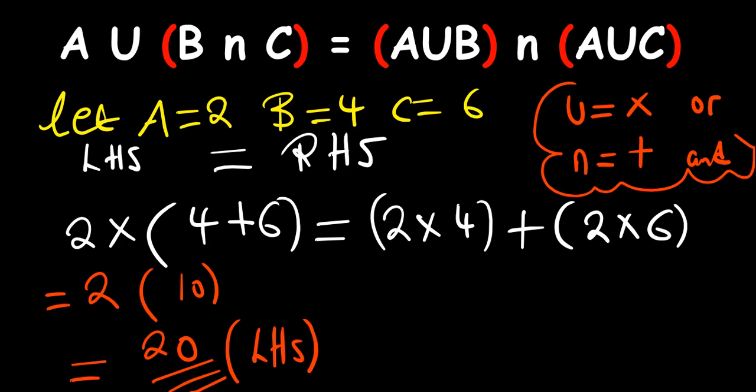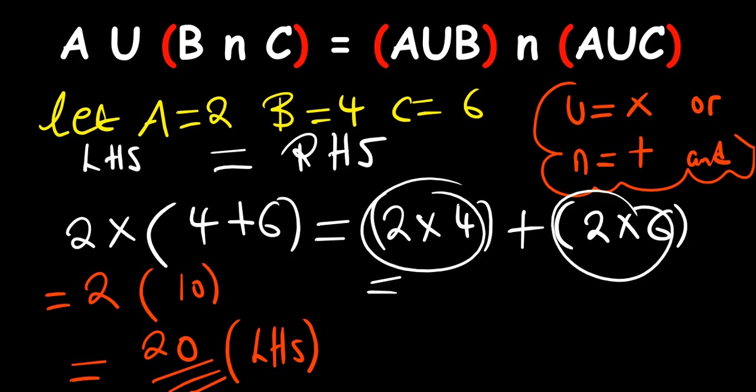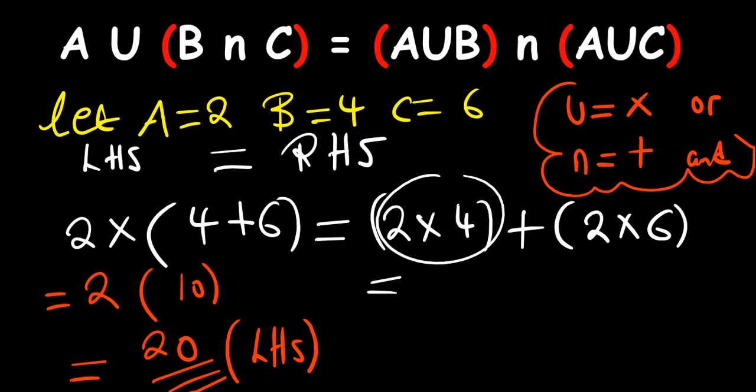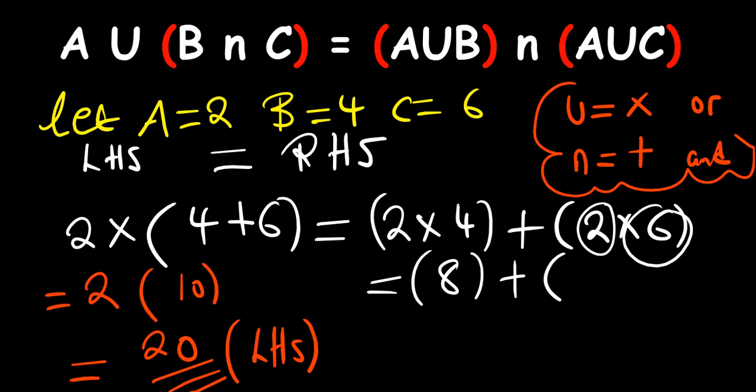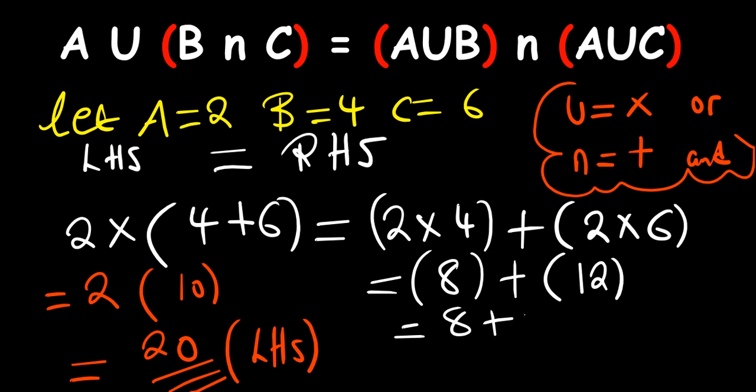When we come to the right hand side, I solve whatever is in the brackets. Then after I solve, I'm going to now add. So 2 multiplied by 4, that is 8, plus, then 2 multiplied by 6, that gives me a 12. Therefore I've got 8 plus 12. Now 8 plus 12, what does it give me? That just gives me a 20.